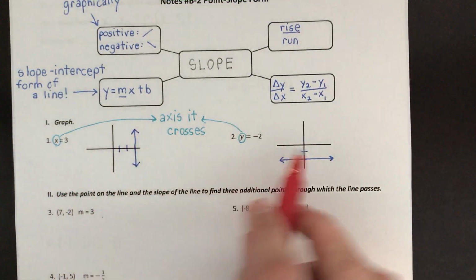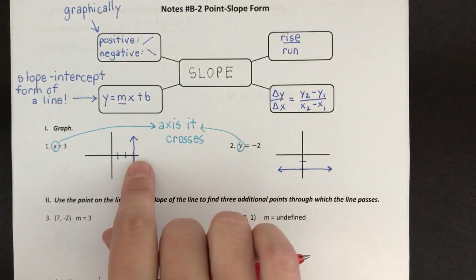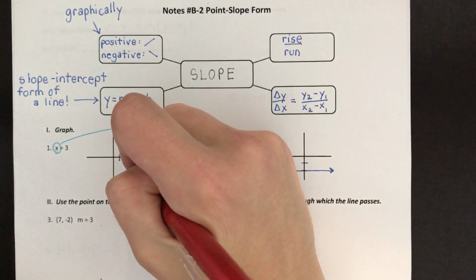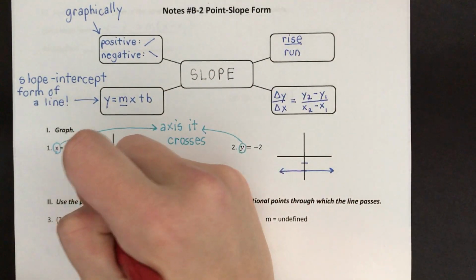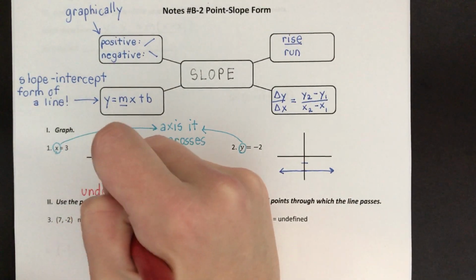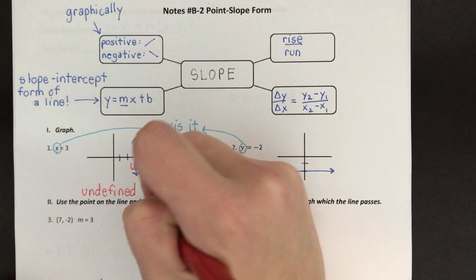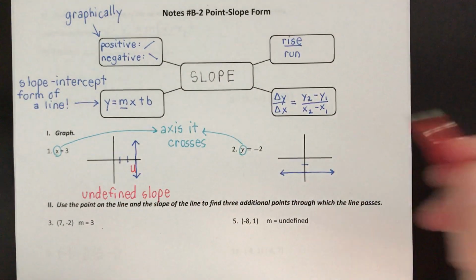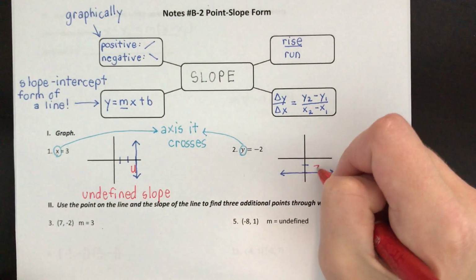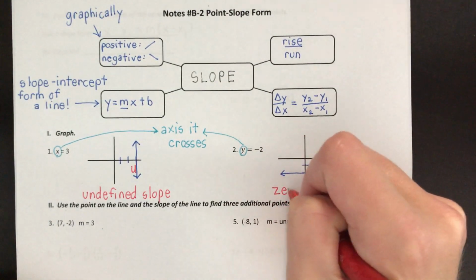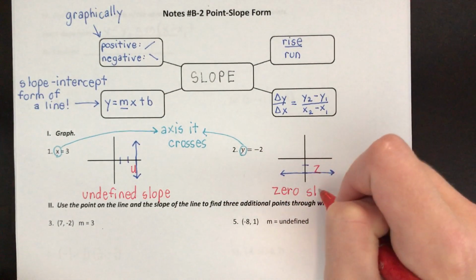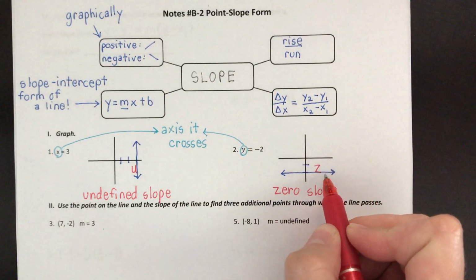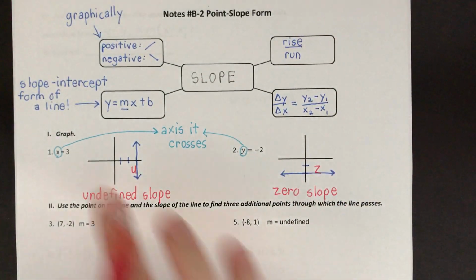All right, let's talk about slopes since we're talking about slopes up here. This line, a vertical line, has an undefined slope. You may have seen a teacher in the past put a U up against that line: undefined slope. This line has a 0 slope, and you can draw a Z on that line. Also, I think horizontal, 0 slope. All right, so that was part 1.